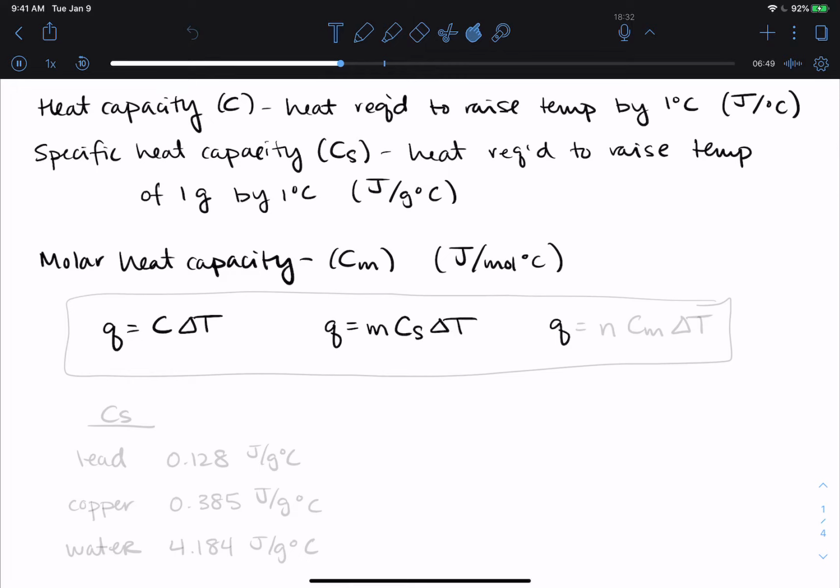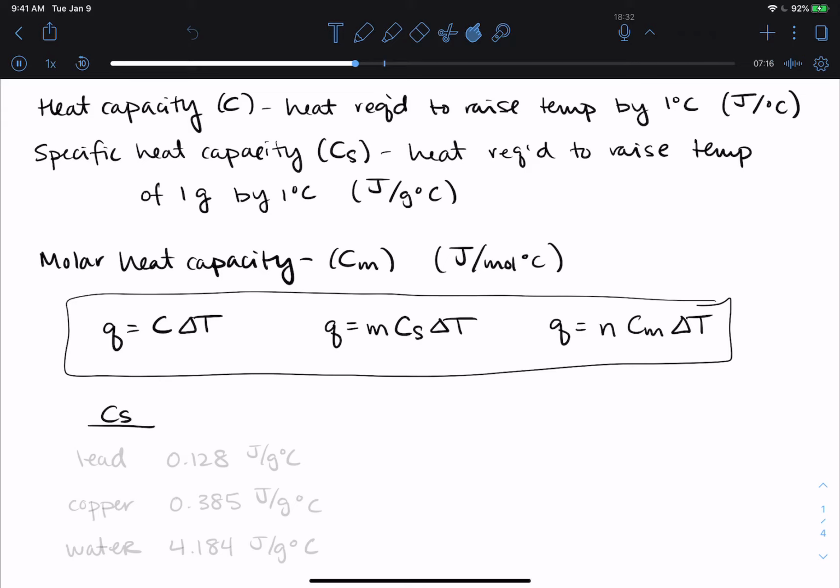And if we have a molar heat capacity, Q equals n, because we need moles, times the molar heat capacity times delta T. So these are the three versions of this equation that you will use. Just to give you an idea of what these heat capacity value ranges are, here are some specific heat capacity values.